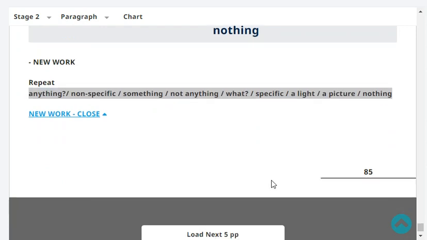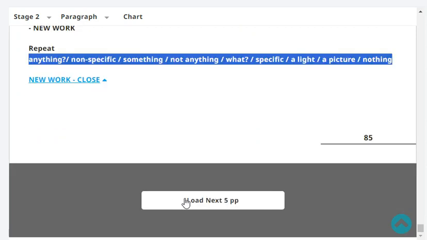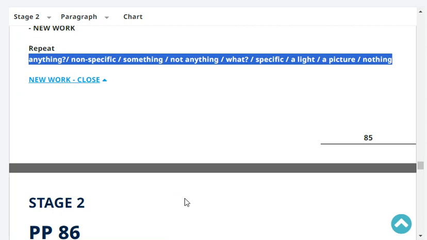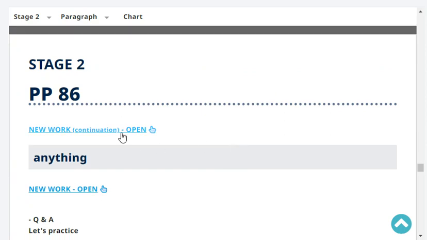Okay, next repeat. Anything. Non-specific. Something. Not anything. Very good. What? Specific. A light. A picture. Nothing. Very good.